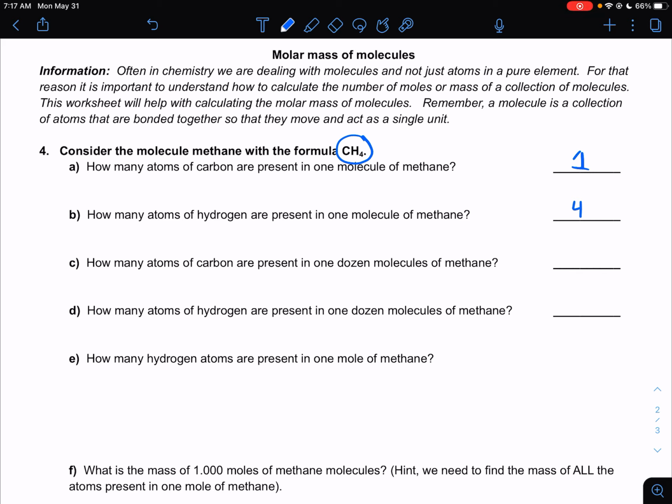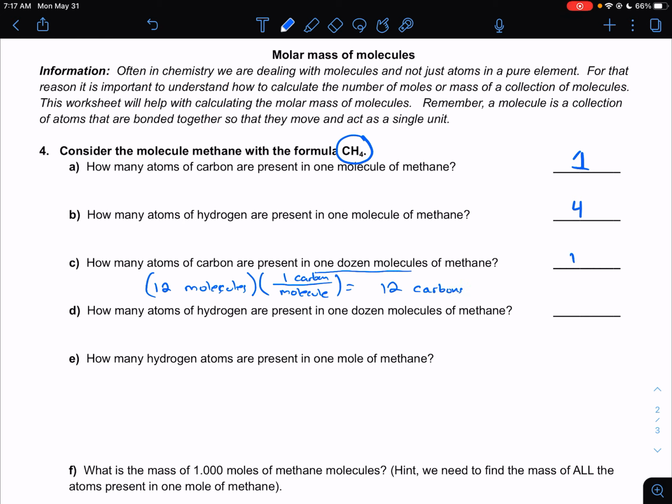How many atoms of carbon are present in 1 dozen molecules? If we had a dozen molecules, if you had an egg carton of methane, how many carbons? You might be able to do this in your head, but to write this out, if we had 12 molecules, 1 dozen, then for each molecule there's 1 carbon, so we'd end up with 12 carbons.